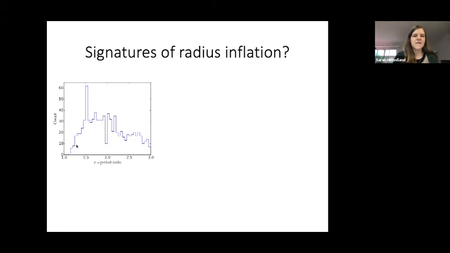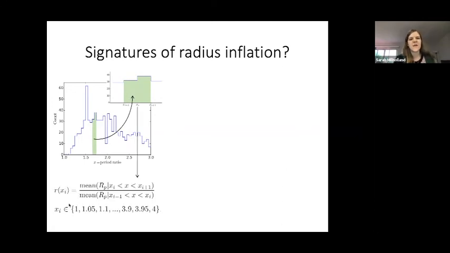So this is just the period ratio distribution, where I'm binning it into bins of width 0.05. And then I want to look at adjacent bins in the distribution. So here are just two randomly selected adjacent bins. And then I'm going to calculate the mean planet radius in a given period ratio bin and compare it to the mean planet radius in a bin just prior to it. So here's just a mathematical representation of what I just said. And then I want to compare that across this entire period ratio distribution.